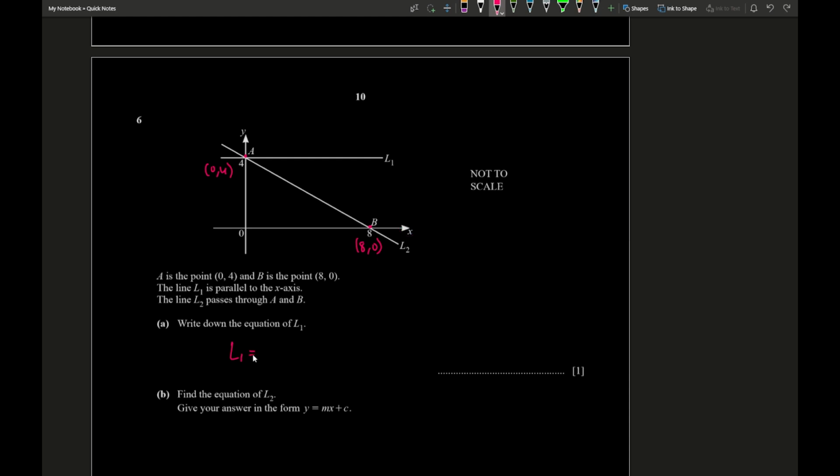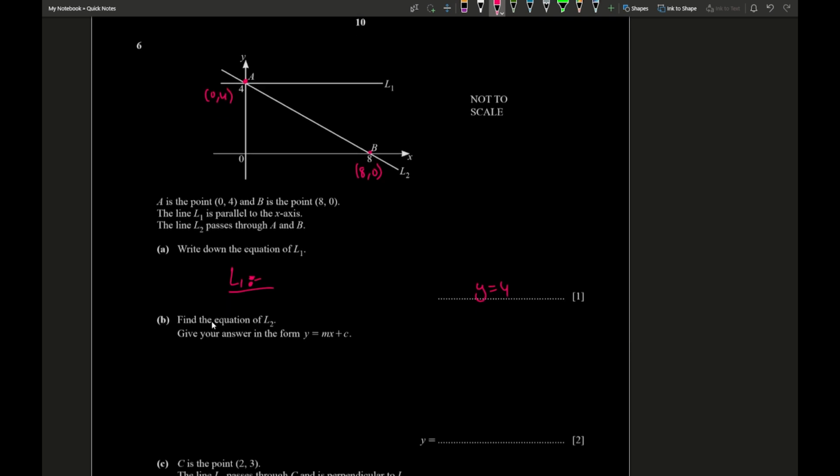Okay. And it's pretty obvious that the equation of this line is y is equal to 4 because it passes through point 0, 4. Okay. For part B, find the equation of L2. Give your answer in the form y is equal to mx plus c.